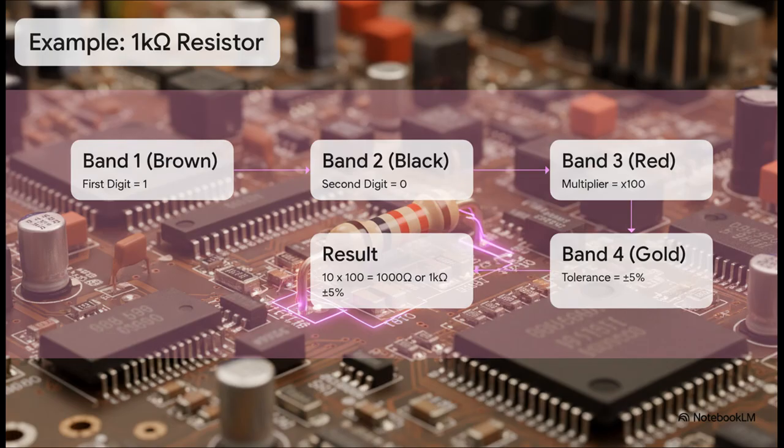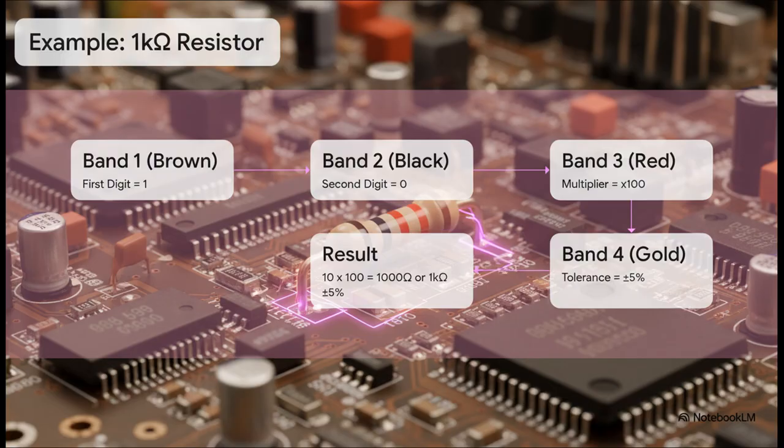Okay, let's do a real one. Let's say we've got a resistor with these stripes: brown, black, red, and then gold. Band 1, brown, is a 1. Band 2, black, is a 0. Put those together, you've got the number 10. The third band, red, is our multiplier, which means times 100. So 10 times 100 is 1,000 ohms, or 1 kiloohm. And that last gold band just tells us its value is accurate to within plus or minus 5%.